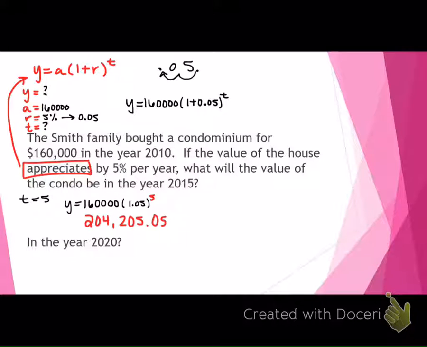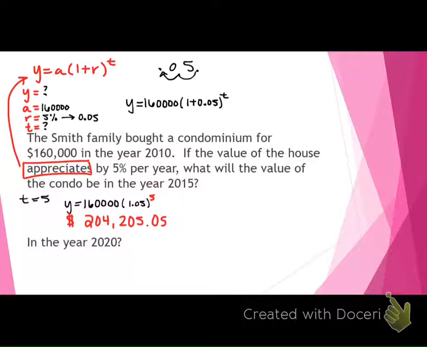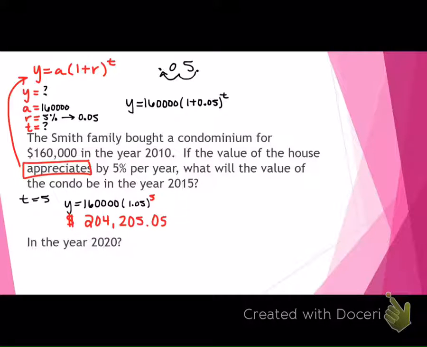$204,205.05. So the condo would be worth $240,205.05. All right. So what would we do then if it was the year 2020, Jordan? It would be 10. So T would be 10. So you substitute in 10 into your equation instead of 5 this time. So go ahead and substitute in 10 and tell me what you get out.